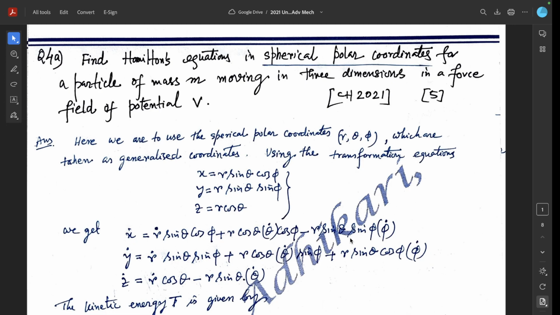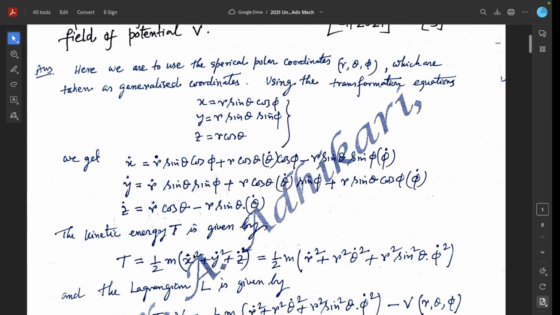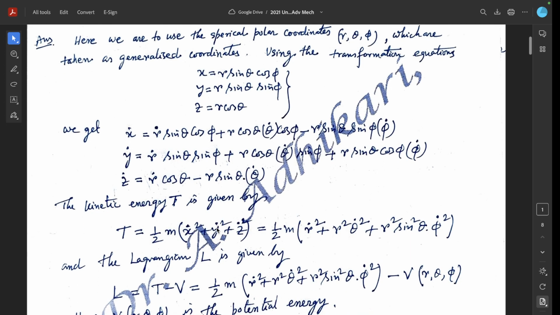Using the transformation equations x equal to r sin theta cos phi, y equal to r sin theta sin phi, z equal to r cos theta, we get x dot, y dot, z dot equal to this. The kinetic energy T is given by half m (x dot square plus y dot square plus z dot square), that is equal to v square. So this is equal to half m (r dot square plus r square theta dot square plus r square sin square theta phi dot square).